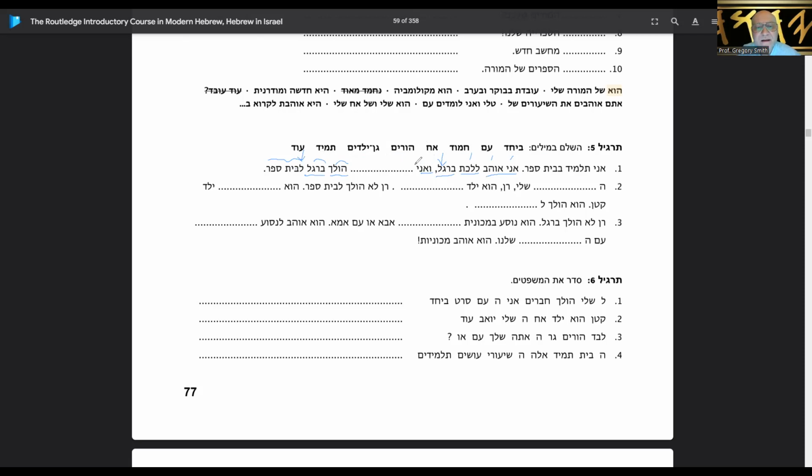Okay, so how do we fit one of these words in here? Well, we're not going to have that one. It might be this one right here, tamid. And I always, va'ani tamid holech baregel lebeit sefer.